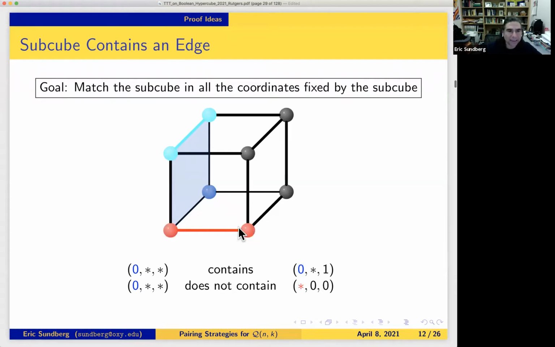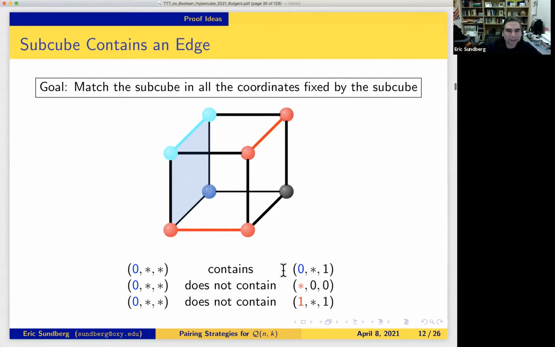Let's take a look at this red edge here. Using our condition, this first coordinate is not fixed at 0, so this subcube 0, star, star does not contain this edge. The 2 vertices in this edge are 0, 0, 0 when we put the star equal to a 0, or 1, 0, 0 when we put the star equal to a 1, and this vertex 1, 0, 0 is not in the subcube.